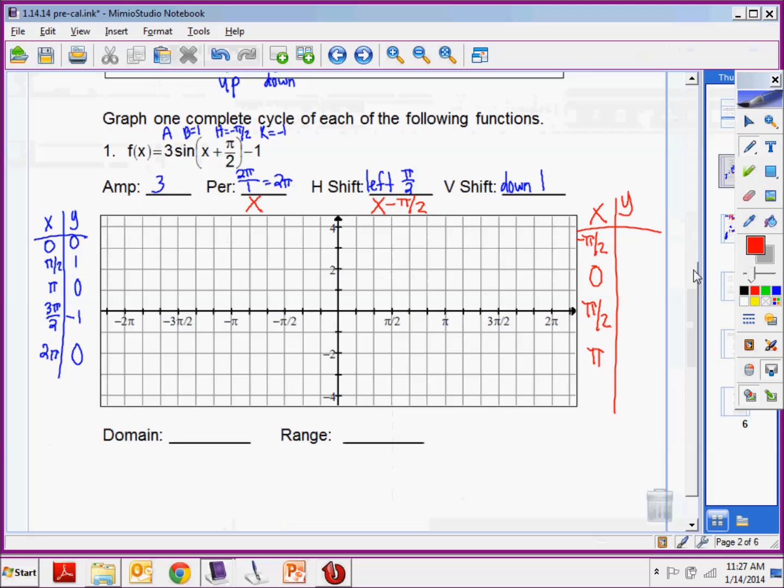All right, here we go. 2 pi. I need to subtract a half from 2 pi. What am I left with? 1 and a half. And we write that as a fraction as 3 pi over 2. My x values are done.